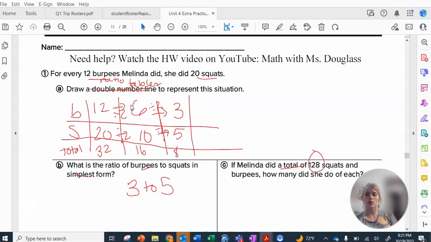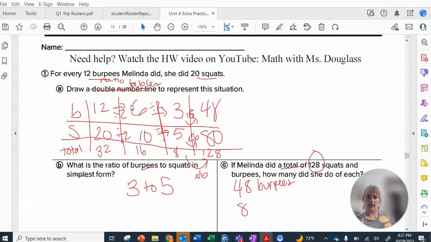But we're saying that it's a total of 128. So you need to find a relationship between 8 and 128, which is a times 16 relationship. 5 times 16. Well, maybe we don't know. Maybe we know what 5 times 15 is, and then we can add another 5. 5 times 15 is 75, plus one more is 80. 3 times 15 is 45, but it's not actually 15, it's 16, so we need one more group of 3, which is 48. So our answer here is 48 burpees and 80 squats.